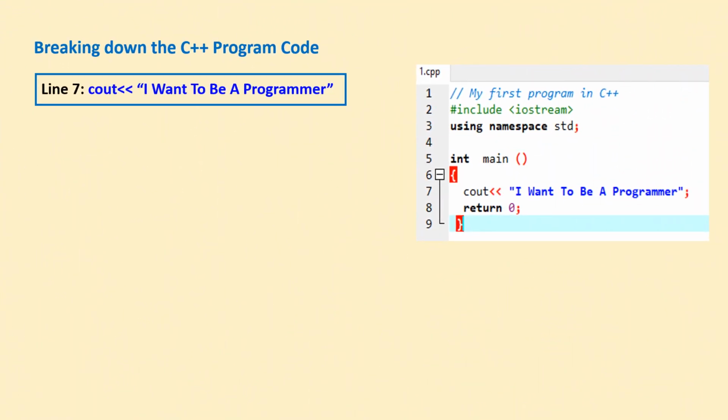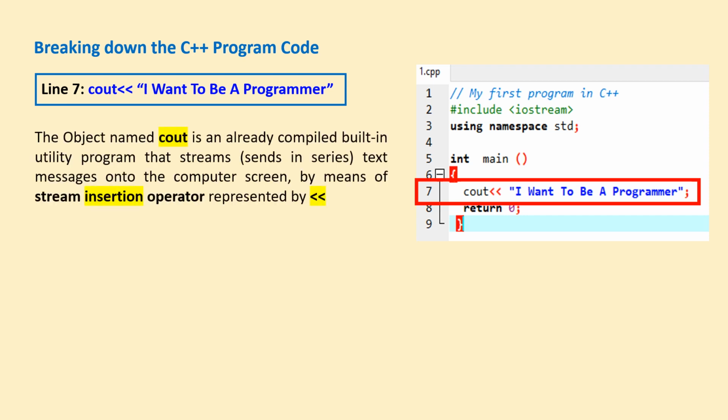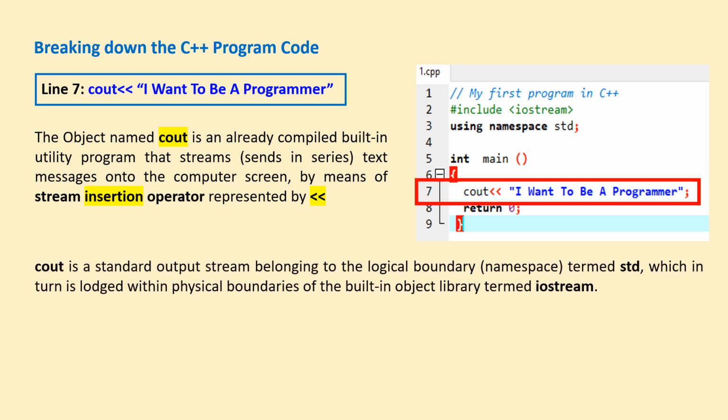On line 7, we have cout, I want to be a programmer. The object named cout is an already compiled built-in utility program that streams, or sends in series, text messages onto the computer screen by means of the stream insertion operator represented by the double less than sign. Cout is a standard output stream, belonging to the logical boundaries of the space, or namespace, termed std, which in turn is lodged within the physical boundaries of the built-in object library, termed iostream.